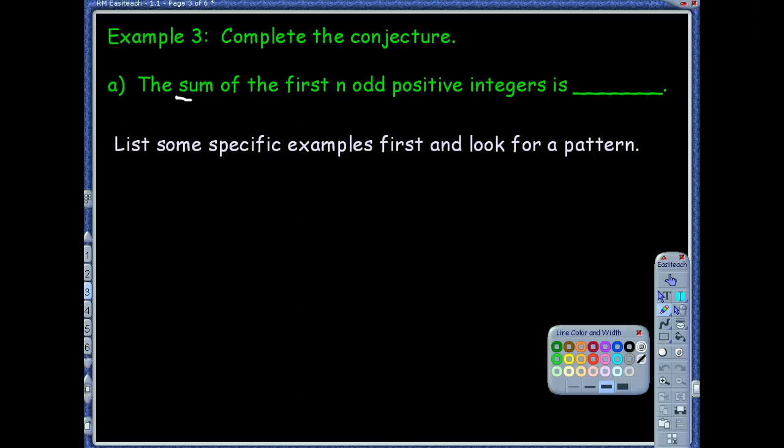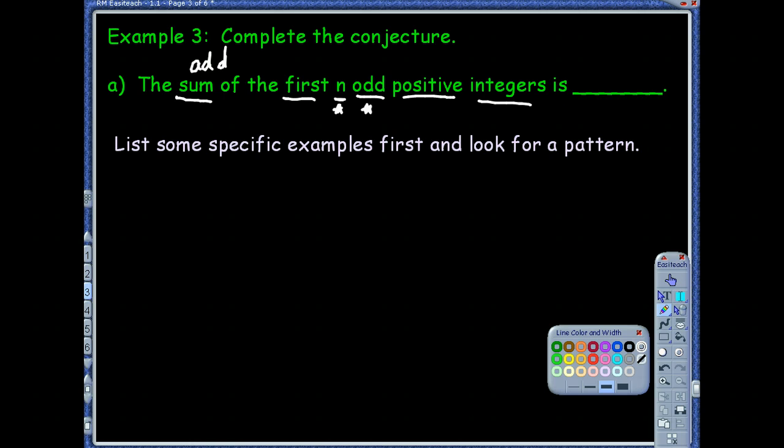So here's the conjecture they have started. It says the sum. Now, what does sum mean, Mrs. Hochgraby? It means we want to add. So we're going to add, and it says the first n. Now, n is a variable, so n could represent any number. They throw in the word odd, so we already know what odd means. We talked about that before. Positive, of course. Can't be negative. And integer. No fractions or decimals.